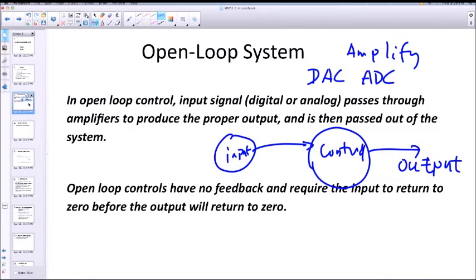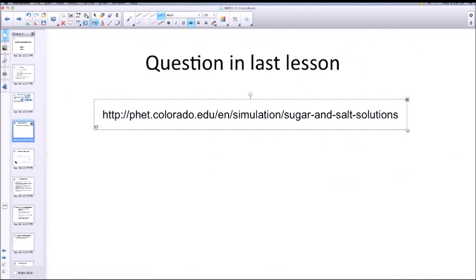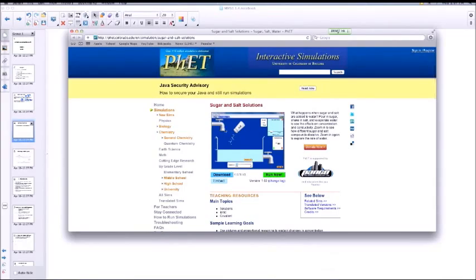But in real-world mechatronic applications, they are rarely like this. Instead, they are closed loop systems. I would like to see if you got the answer to the question we asked last time. Let me remind you what the question was. Do you remember we had this simulation of how to mix the sugar, and turn on this switch, the faucet, and then turn off? I asked you the question, how many flows have you seen?